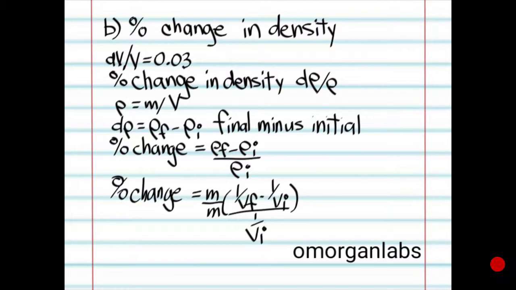Now let's go for the percent change in density, d rho over rho. We know that rho equals mass over volume, and we know that delta rho equals final rho minus initial rho. Percent change in density then would be final density minus initial density all over initial density. You plug in your definition of density, mass over volume, you get mass over mass times the quantity, 1 over the final volume minus 1 over the initial volume, all over 1 over the initial volume.